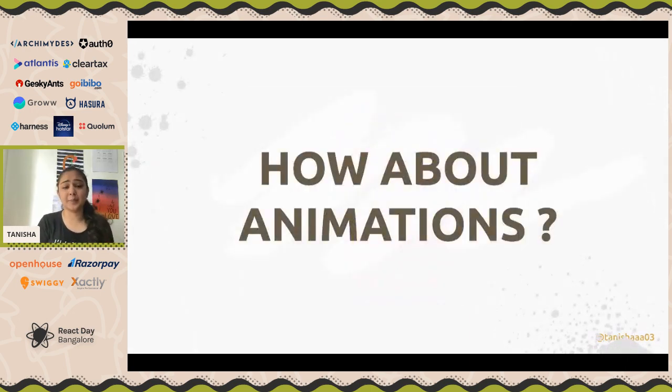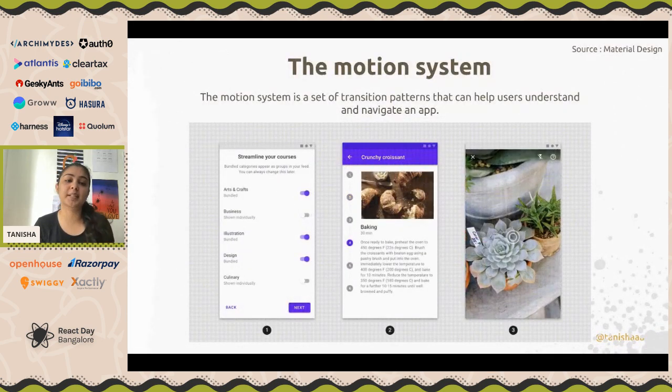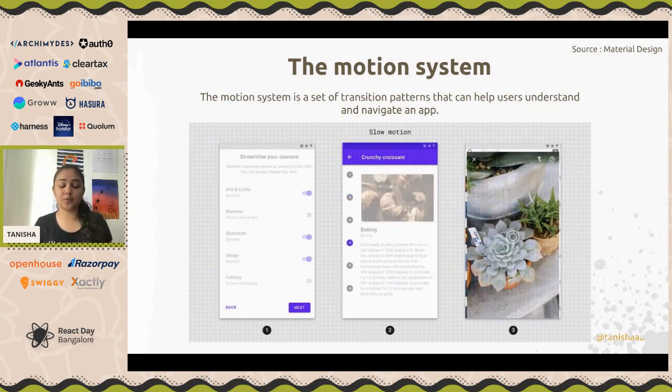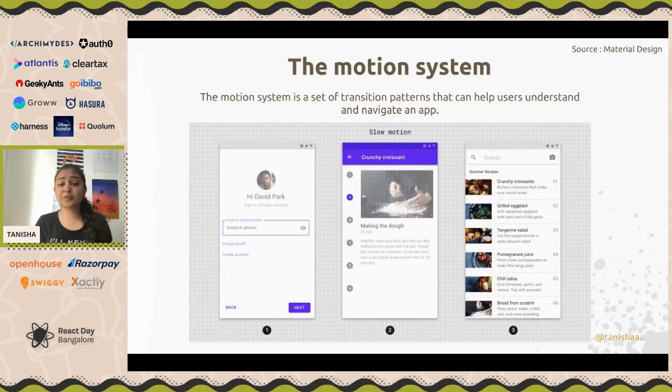Let's talk about animations. When we talk about motion, the motion system is a set of transitional patterns that help us navigate through an app. And these patterns are much more intuitive for us to have a seamless experience. And if you notice these animations, there's some sort of symmetry and there's some sort of harmony to it because all of these happen on a particular axis.